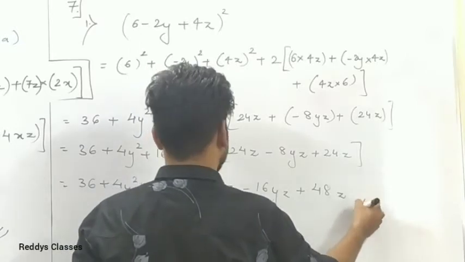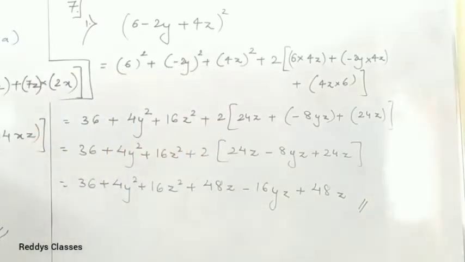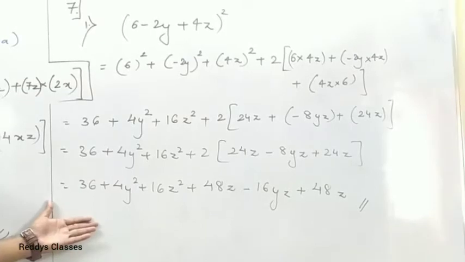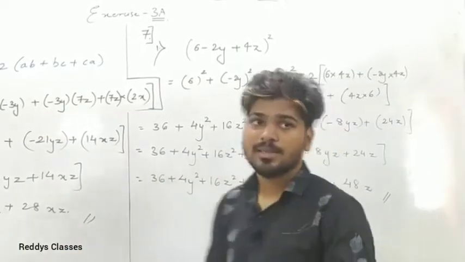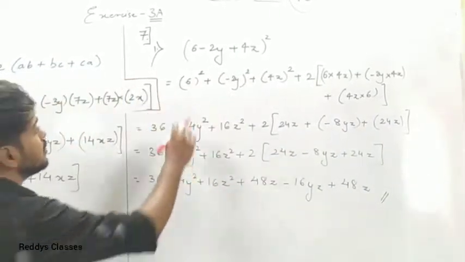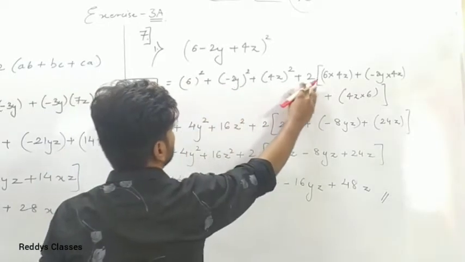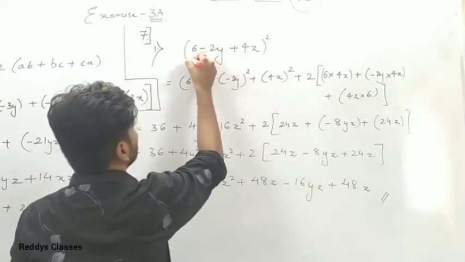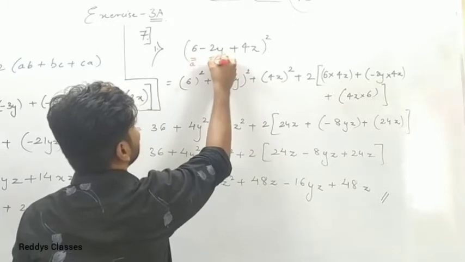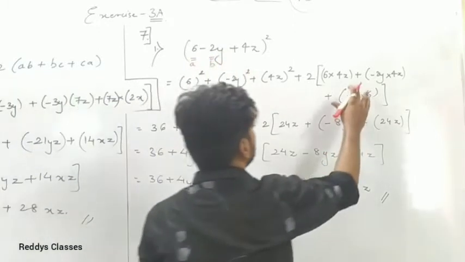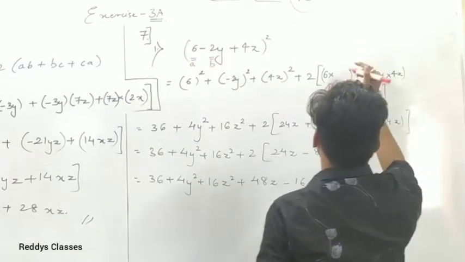48z. That is the answer for the question. Okay, there is some correction here. See here, what is the correction? I used a square plus b square plus c square plus 2ab. You can see the value for a is 6 while that of b is minus 2y. So we have to change this value by minus.